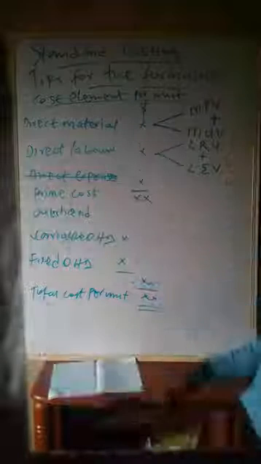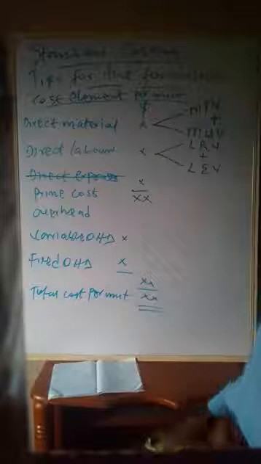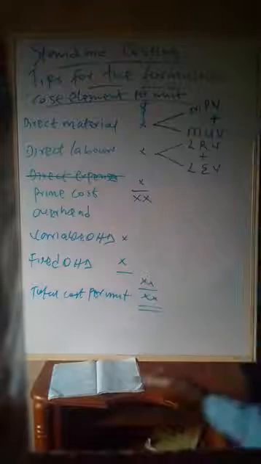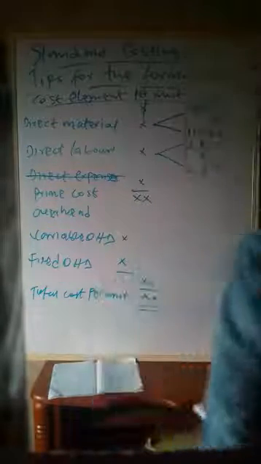They are using 7 hours. That's a saving for the company. That is the efficiency in our labor. Then I go to variable overhead.